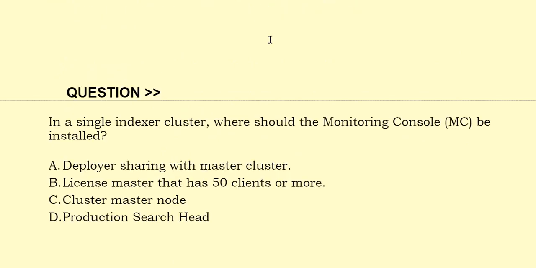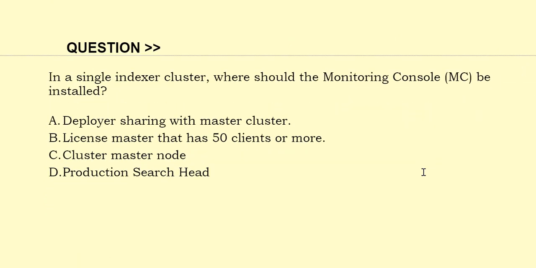In a single indexer cluster, where should the monitoring console MC be installed? Option A. Deployer sharing with master cluster. Option B. License master that has 50 clients or more. Option C. Cluster master node. Option D. Production search head. The correct answer is option C.